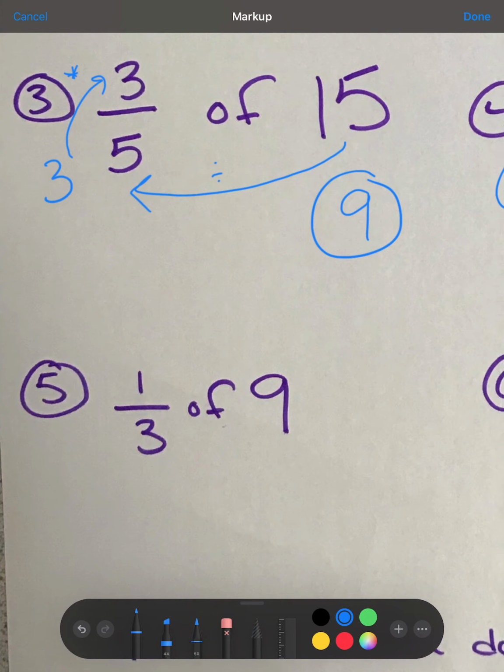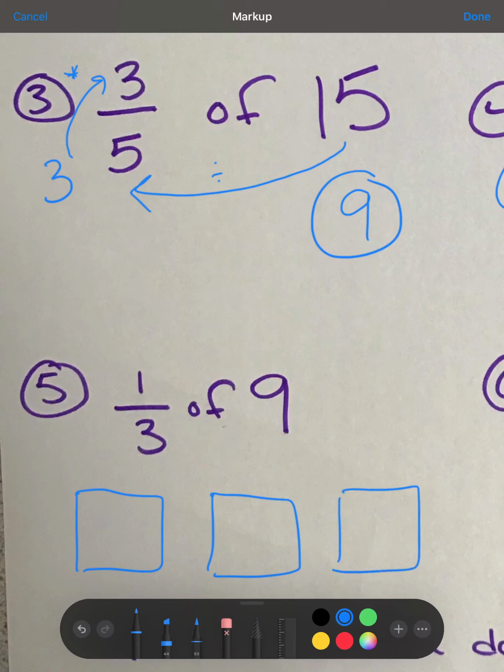Come down here. I want 1/3 of 9. So I'm going to take my 9, and really what I'm doing here is putting it into 3 groups. Yesterday when we talked about it, we had baby carrots as our examples. Okay, so I have 9 baby carrots. So I want 1/3 of them. So I'm going to take 9 and divide it by 3. 9 divided by 3 is 3.